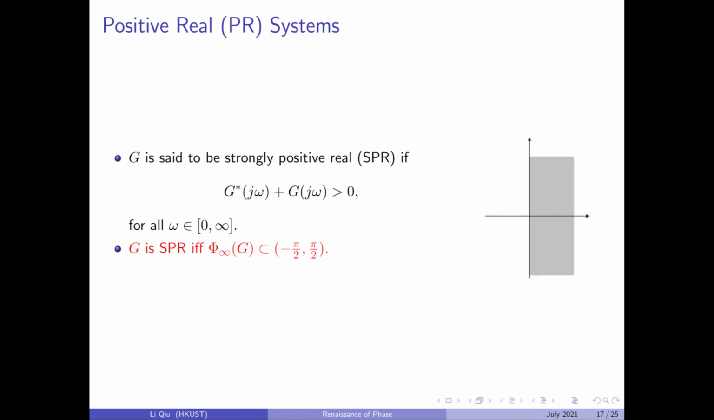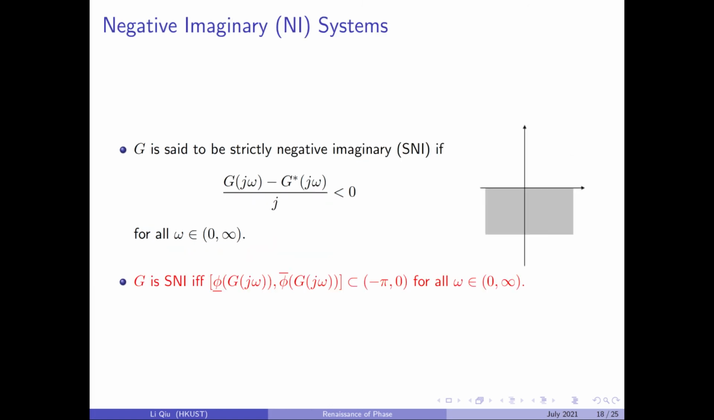So it turns out that this phase sector thing, the H infinity phase sector thing, subsumes the usual positive real system concept and the negative imaginary system concept. So we have a positive real system, meaning that all the frequency response is in the right-hand complex plane. We also have negative imaginary systems whose frequency response is always below the real axis. So the phase concept and the phase sector actually cover those situations as special cases.